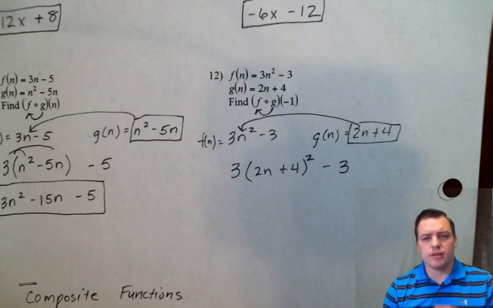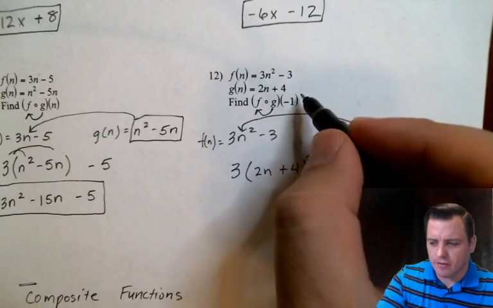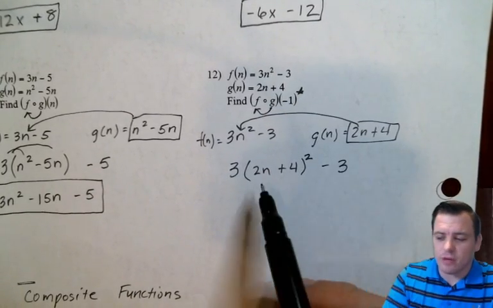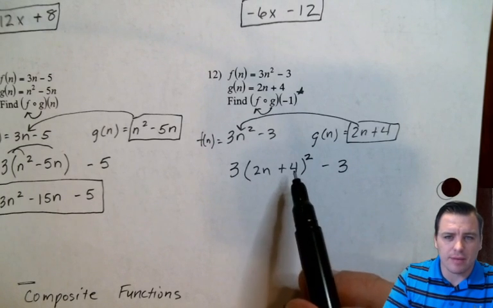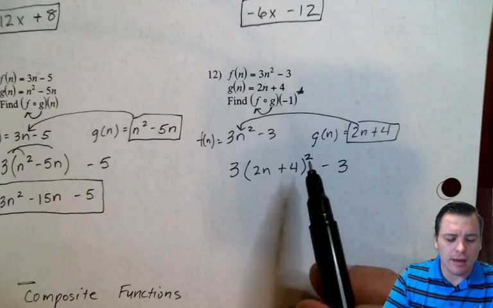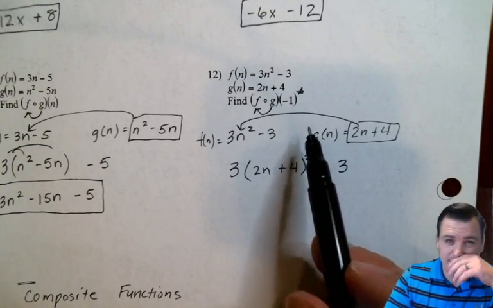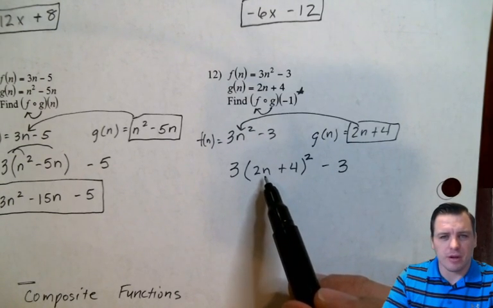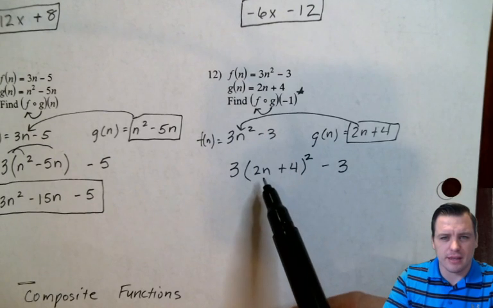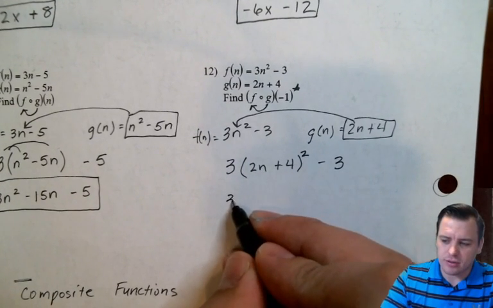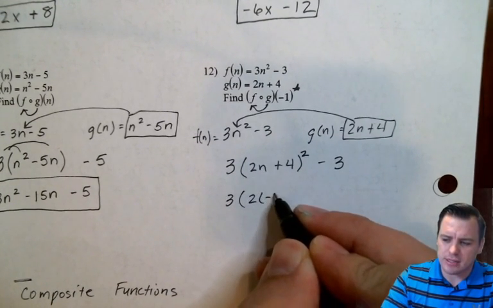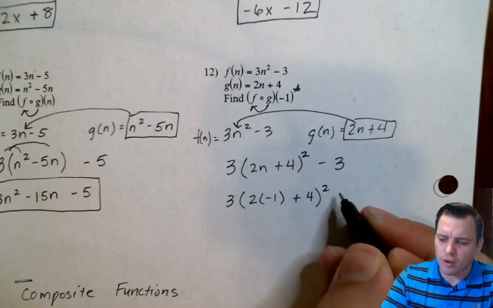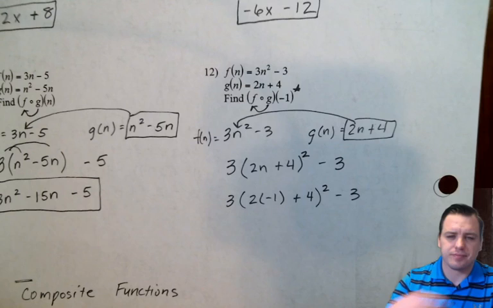Now, don't let this one trick you. Look what you're solving it for, in terms of negative 1. Now, if we weren't solving it in terms of negative 1, we'd have to FOIL that, because it's a binomial and a binomial. Very good, Terry. Yeah, that's what I was talking about, that negative 1. So it seems that we'd have to FOIL that, but we don't have to FOIL it because we can just plug in the negative 1. So it's 3 times 2 times negative 1 plus 4 squared minus 3.